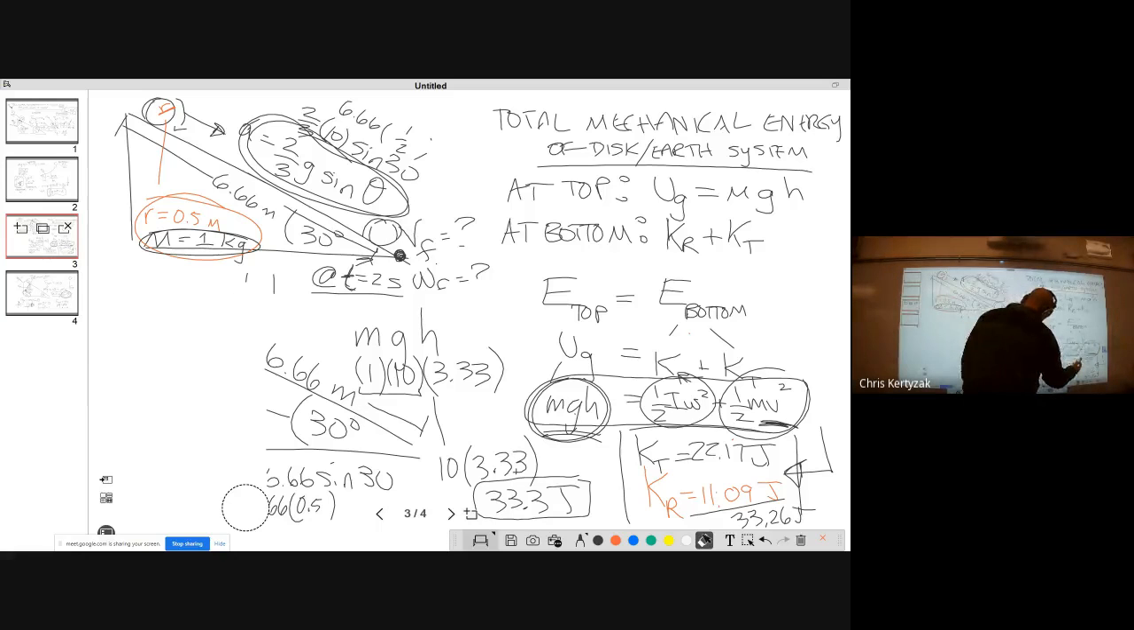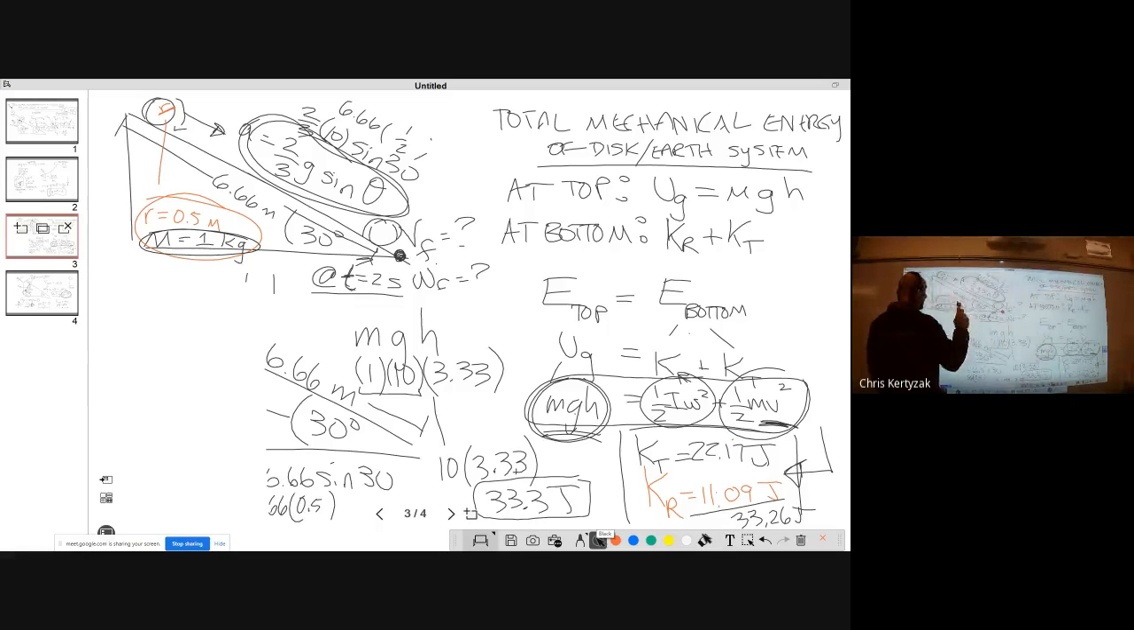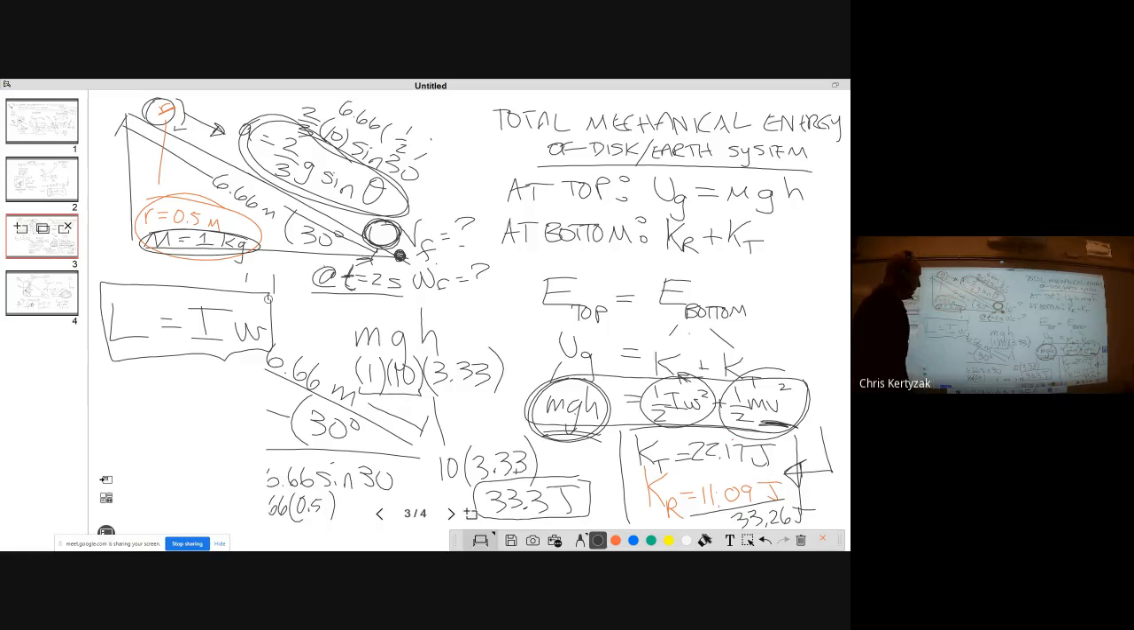If they ask what the angular momentum of this disk is when it's at the bottom of the ramp, it's just I times omega. It's a nice, easy calculation. If you know I, which was 1/2 mr squared for this disk problem, and you know omega at the bottom of the ramp, which we've just talked about, v equals R omega, you go from the linear v to the rotational omega using that connection. Then multiplying them together gets you the angular momentum. That's an easy calculation.